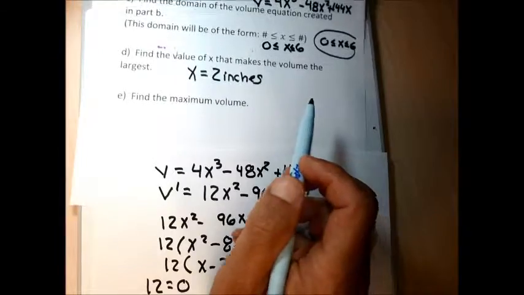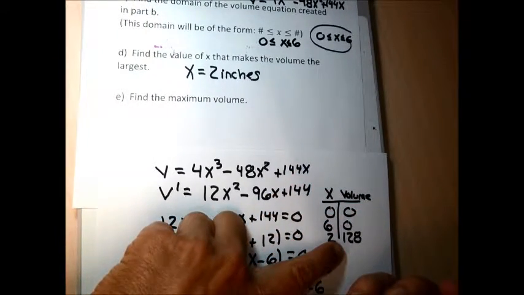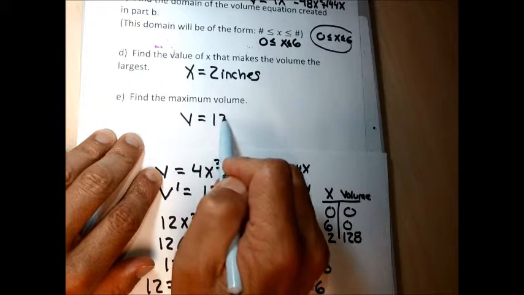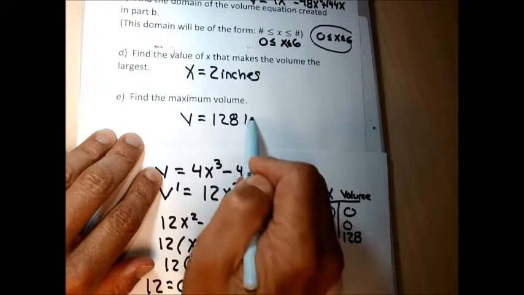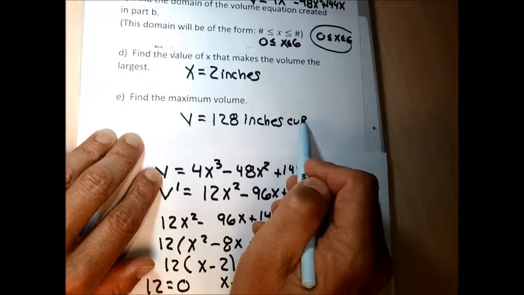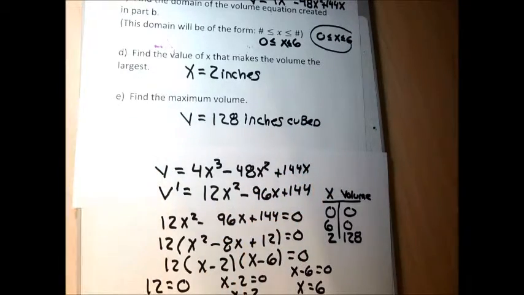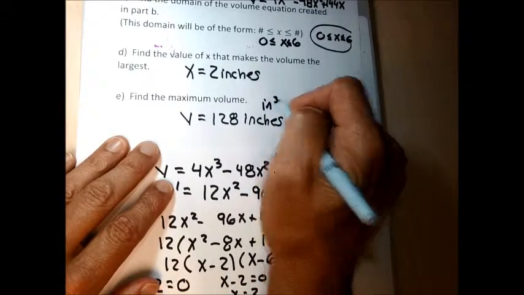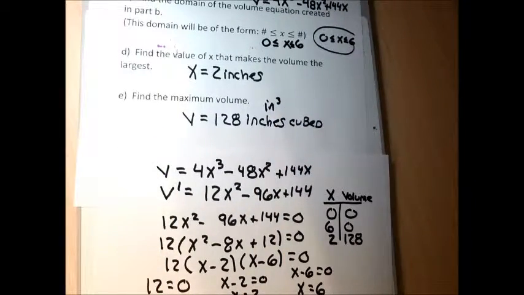And then for part E, what is the volume? The volume is 128, and it's going to be cubic inches. Probably should have read cubic inches or made a symbol for that, but I could have written in cubed for cubic inches. So that's problem 6.